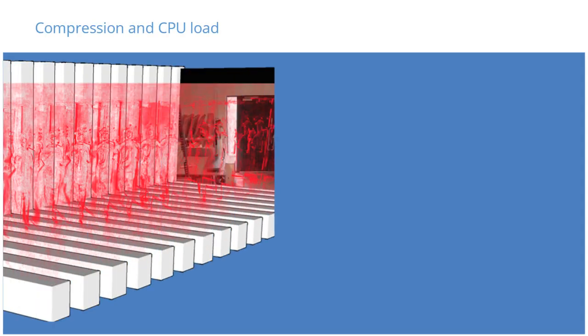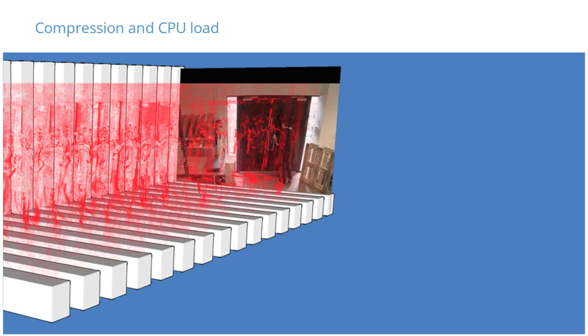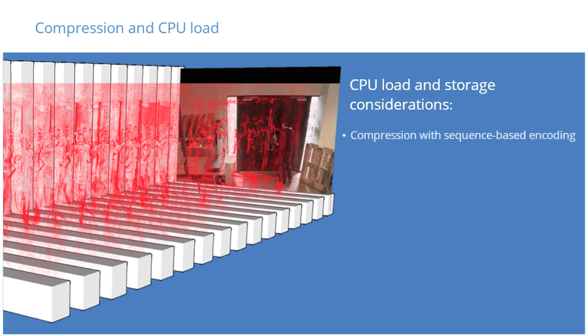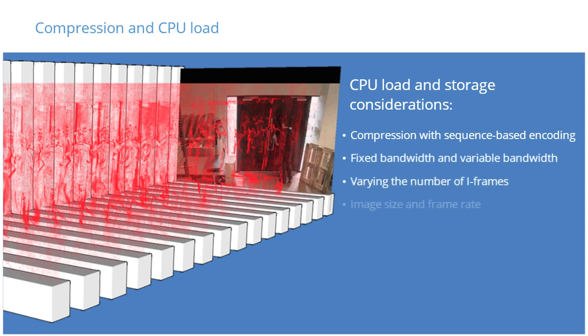Next, let's look at some trade-offs and considerations when choosing a codec. In order to compress the data, the CPU needs to do more work and, as a result, storage and bandwidth are reduced. To balance CPU load and storage, we need to consider the following: compression with sequence-based encoding, fixed bandwidth and variable bandwidth, varying the number of iframes, and image size and frame rate. Let's take a closer look at each of these.